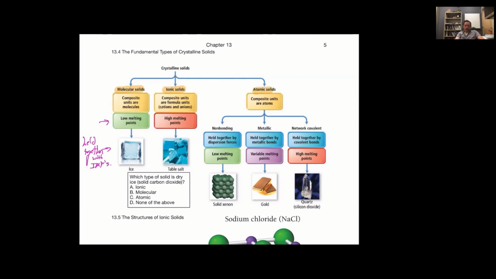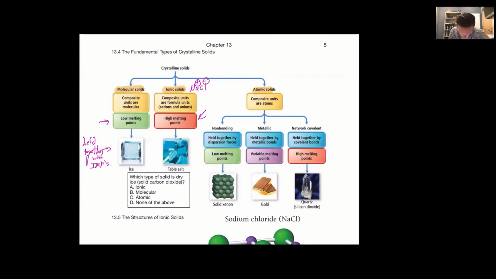And then ionic compounds, this is when you've got full cations and anions, like NaCl. Those are held together with full charges, and they have really high melting points. I think table salt has a melting point in the thousands of degrees Celsius.